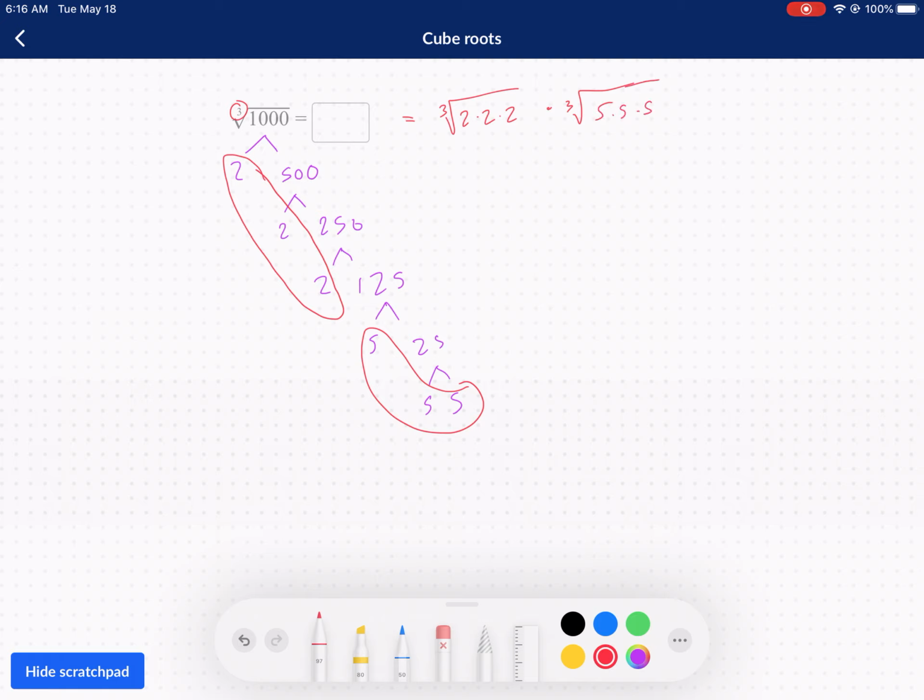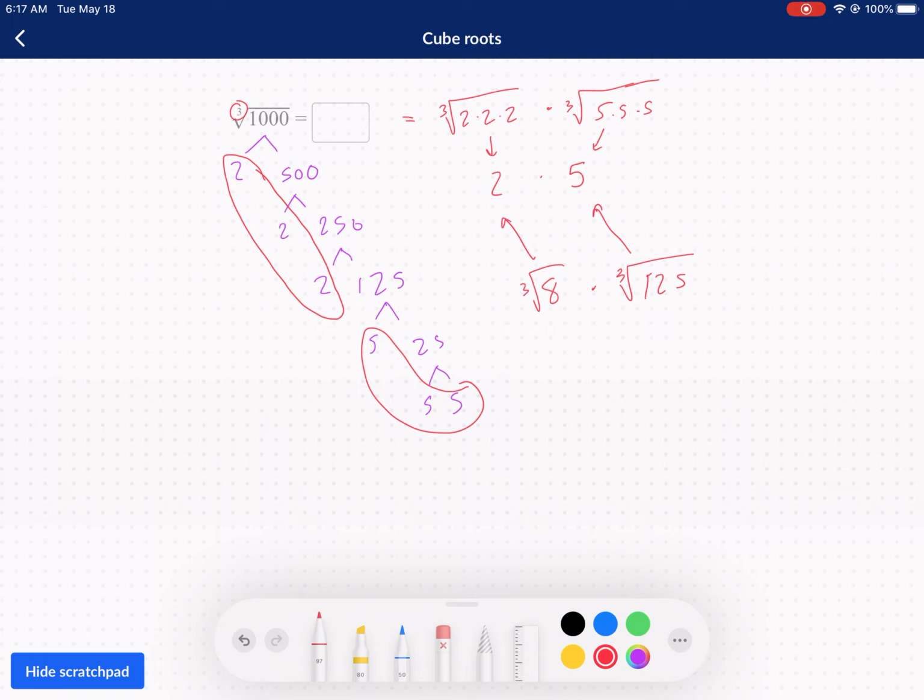Well, anytime we have 3 numbers written, all multiplied together, and it's a cube root, we're going to get one of those numbers. So we're going to get 2 for our answer there, and then we're going to get 5 for our answer there. And just so you are aware, if you had 2 times 2 times 2, you get 8. 5 times 5 times 5 is 125. If you type these into your calculator, cube root of these numbers, you're going to get 5 and 2.